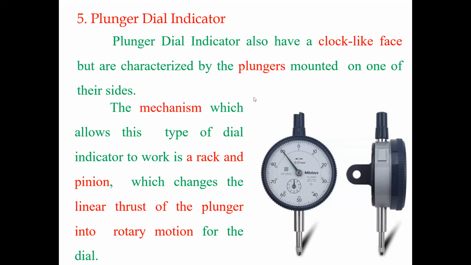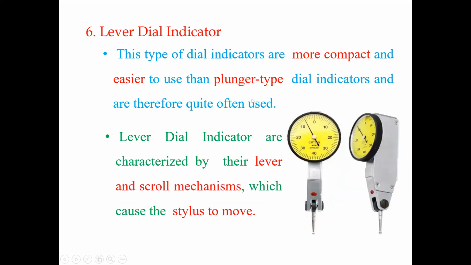Right. Next, lever dial indicators are also available. Those indicators are also used widely because of compactness and simplicity in use. If you observe here, this type of dial indicator is more compact and easier to use than plunger type dial indicators and is therefore quite often used. Lever dial indicators are characterized by their lever and scroll mechanisms. Inside there is a lever connected with the stylus. This stylus runs on the work part to be measured. The spherical shaped tip comes in contact with the work part to be measured.